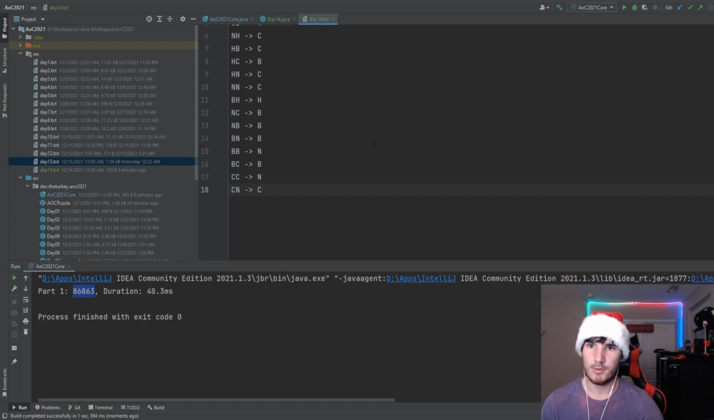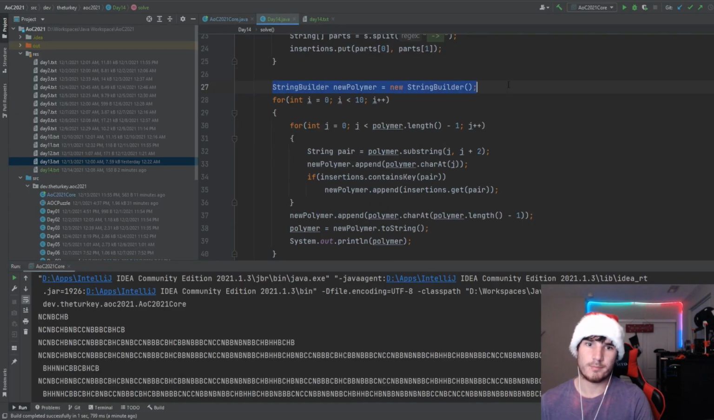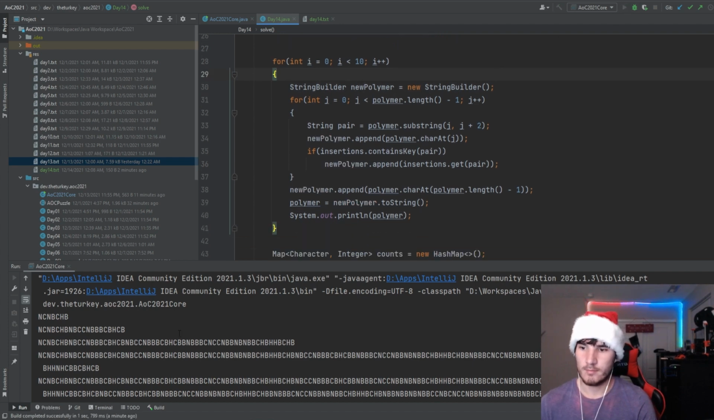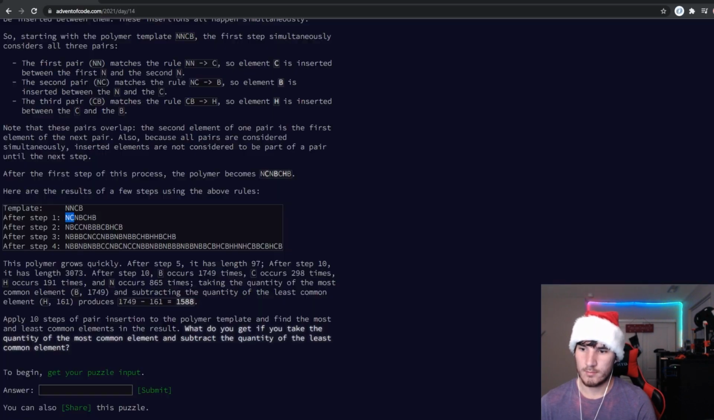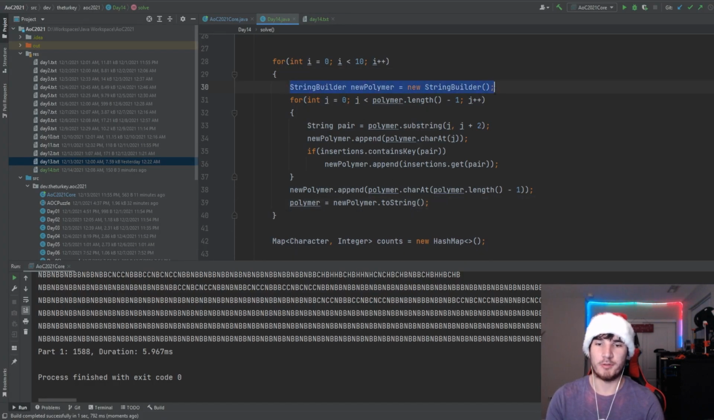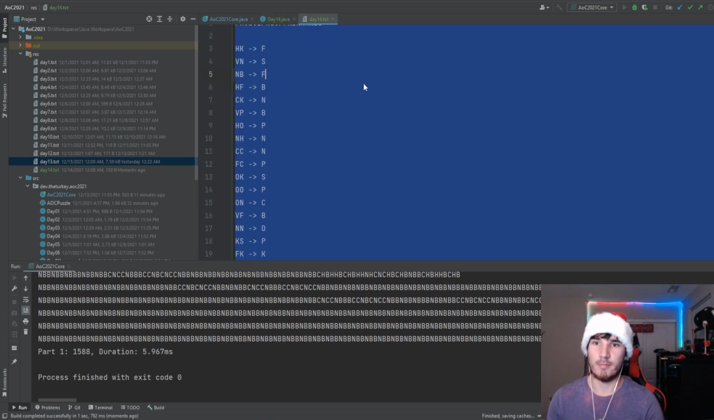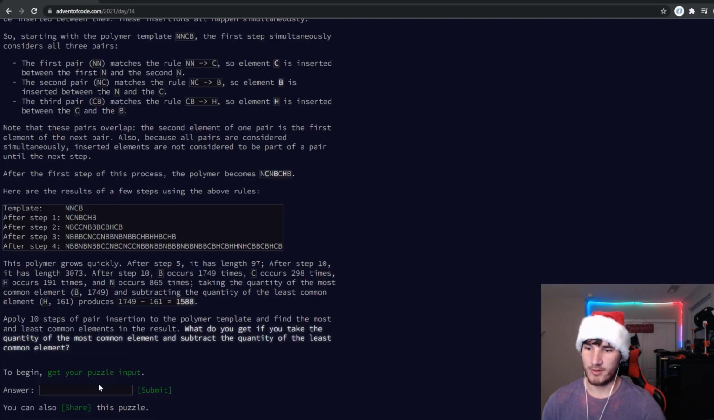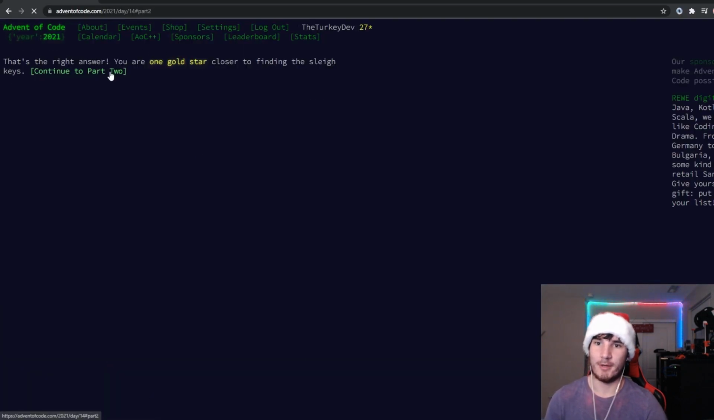Am I on my input? No. Okay, I figured it out. The string builder was in the wrong spots, and I just did some more logic. It's fine. So this works now, so we can go back to my inputs. Do this again. Okay. This looks like a much better number. Yep. Okay, there we go.